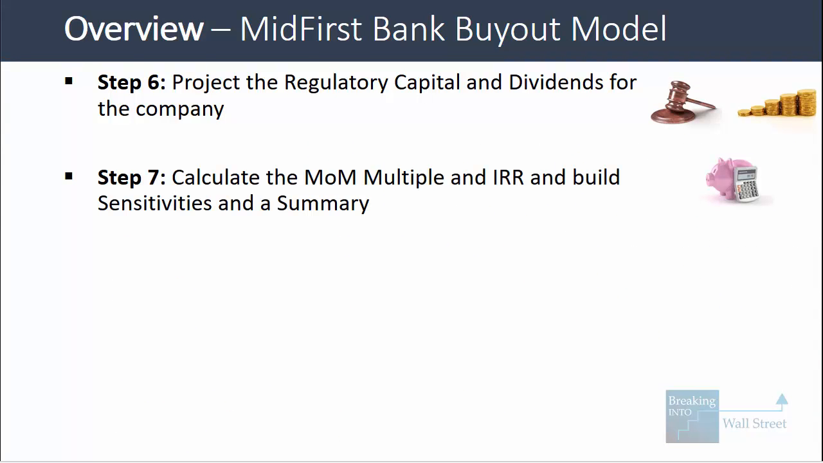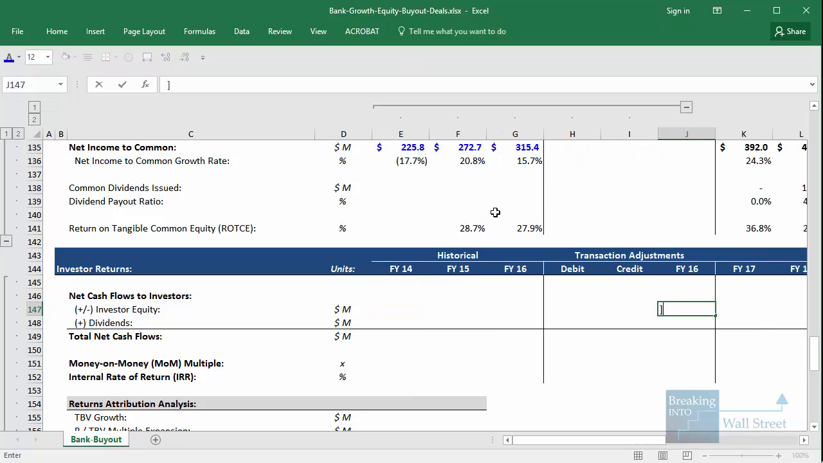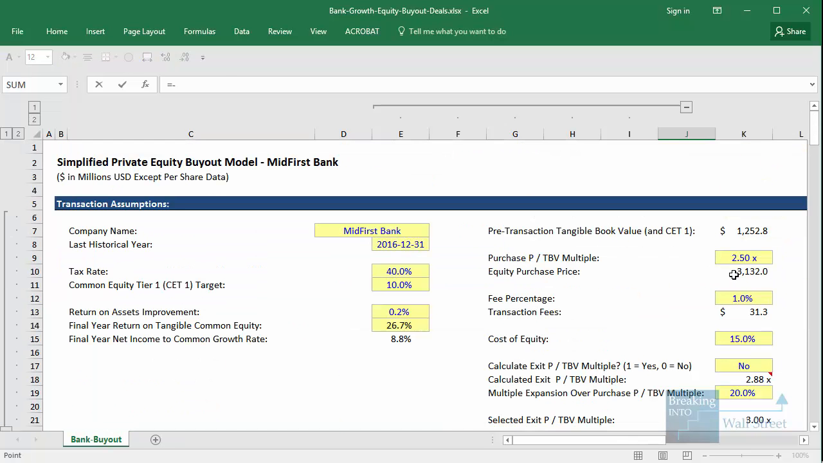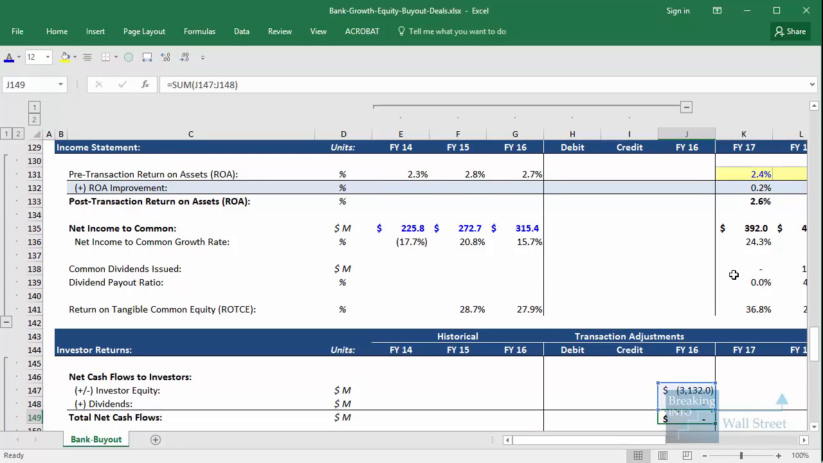And then finally, we calculate the money on money multiple and IRR and build sensitivities and a summary at the end. So let's go down and actually do this right now and fill in everything here so you can see how it works. For the investor equity, let's go up and link to our equity purchase price right there. Dividends, I'll just enter 0 and then we'll sum these up.